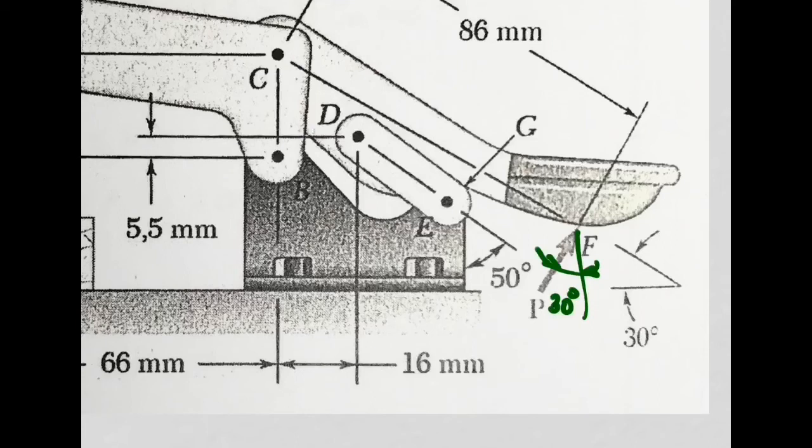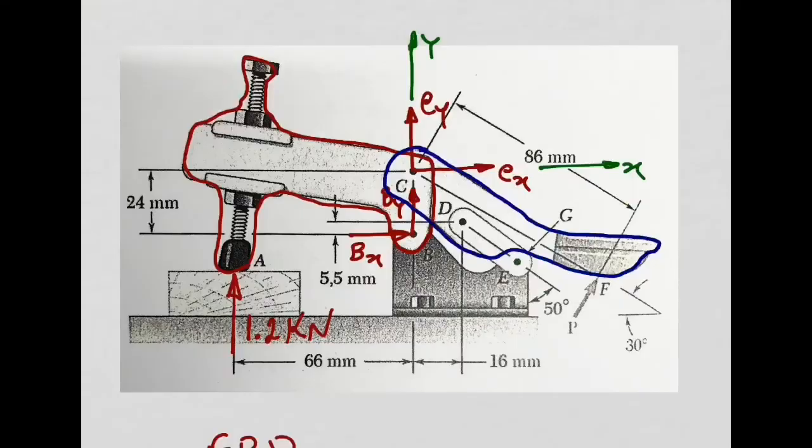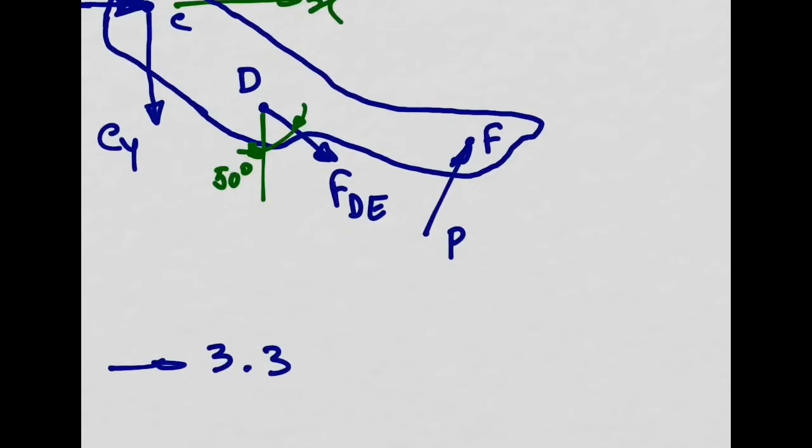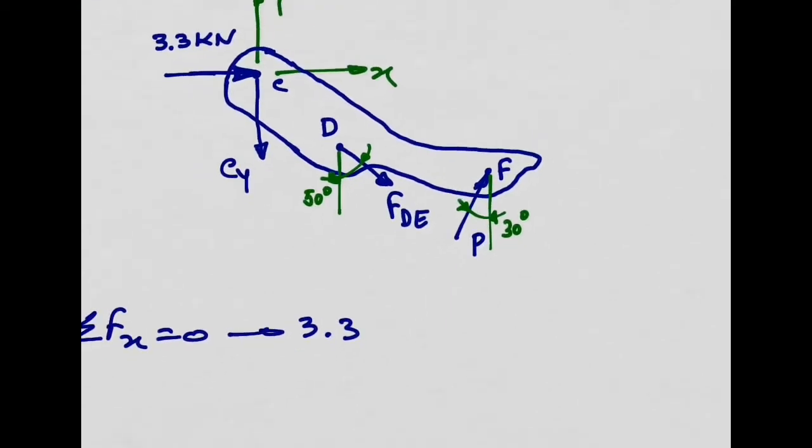The reason is force P is perpendicular to this one, and this vertical line is perpendicular to this horizontal. So these two are perpendicular. It means the angle needs to be the same. Yeah? 30 degrees. So I can say that this angle here is 30 degrees. Does it make sense? Yeah. So we have all the angles.